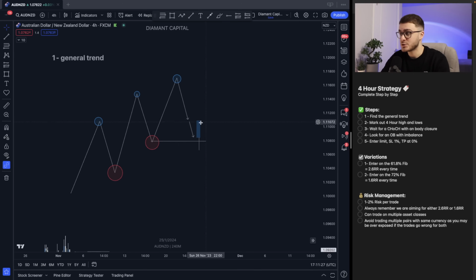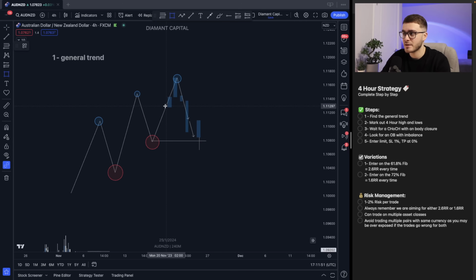So now we've understood the basic concept of step 1, 2, and 3. Now the next part is once we get that change of character with a body closure, we're going to be looking for an order block with an imbalance. Now with this one, generally what we're going to be looking for is, for example, the order block at the top. And hopefully at that point onwards, so let me just draw out a few candles over here. So let's say, for example, like that. And then this one over here is a long imbalance.